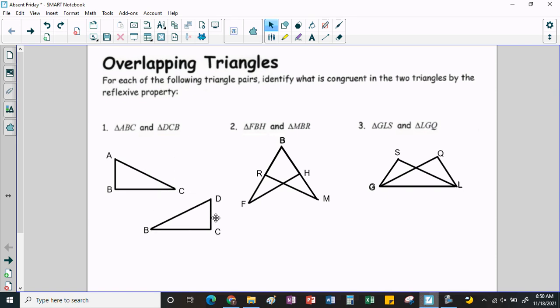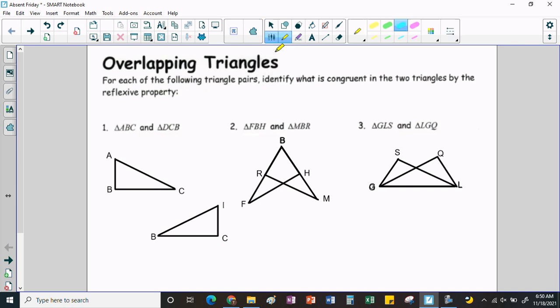If we take these two triangles and separate them, we can see that we have two separate triangles and they have one thing in common. They have a common side. Side BC in the triangle over here is the same as side BC in the triangle down here. So for these problems, we can say that the segment BC in the first triangle is congruent to segment BC in the second triangle by the reflexive property, because it's the same thing.